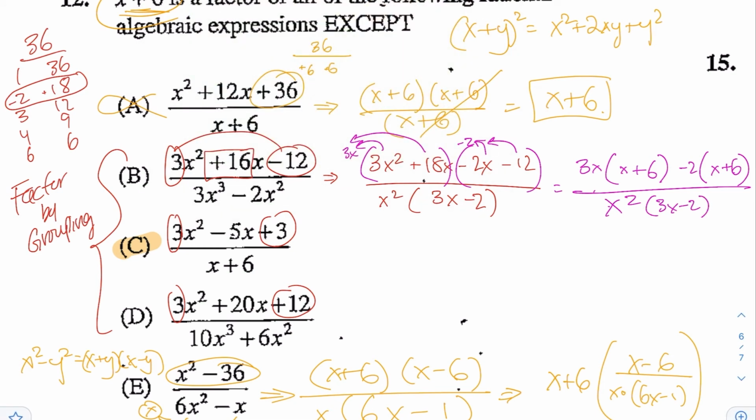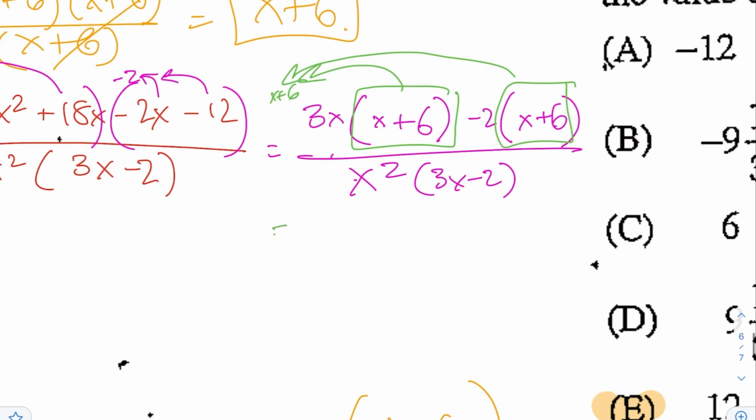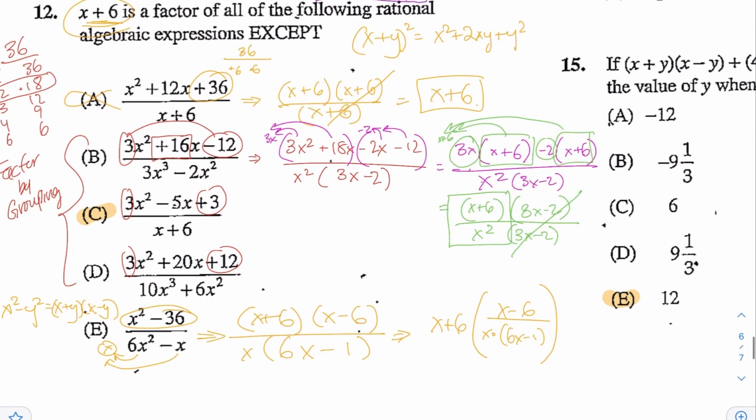And from here, you can factor out the x plus 6 from both of these terms. So that would lead to x plus 6 times the remaining 3x minus 2. You can always FOIL this to double check. Divided by x squared and 3x minus 2. So 3x minus 2 actually cancels out. Choice B simplifies to x plus 6 divided by x squared. And because you see x plus 6 in the numerator, that is a factor.